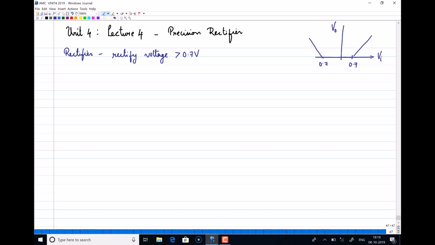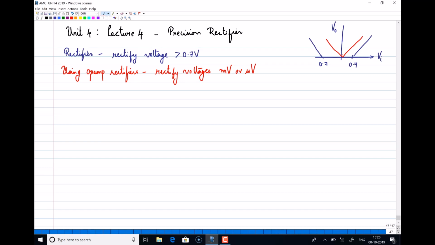But now, using op-amp rectifiers, we can rectify voltages in the range of millivolt or microvolt. We can rectify even voltages of this range. So when we say we can rectify voltages as small as milli or microvolt, the transfer curve will be something close to this, because when your V in is slightly positive, your output will be positive. When your V in is slightly negative, the output will be positive. So this is what we are expecting out of an op-amp based rectifier.